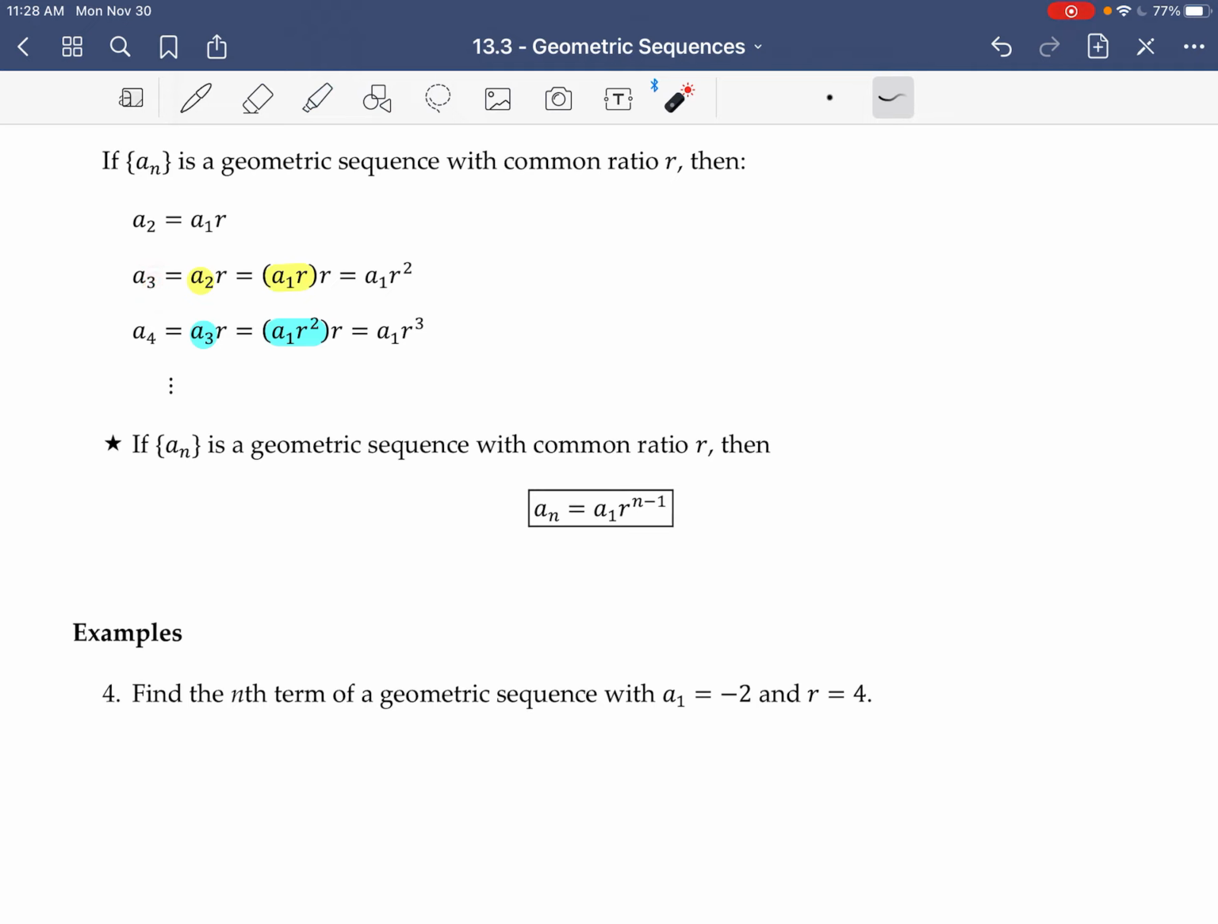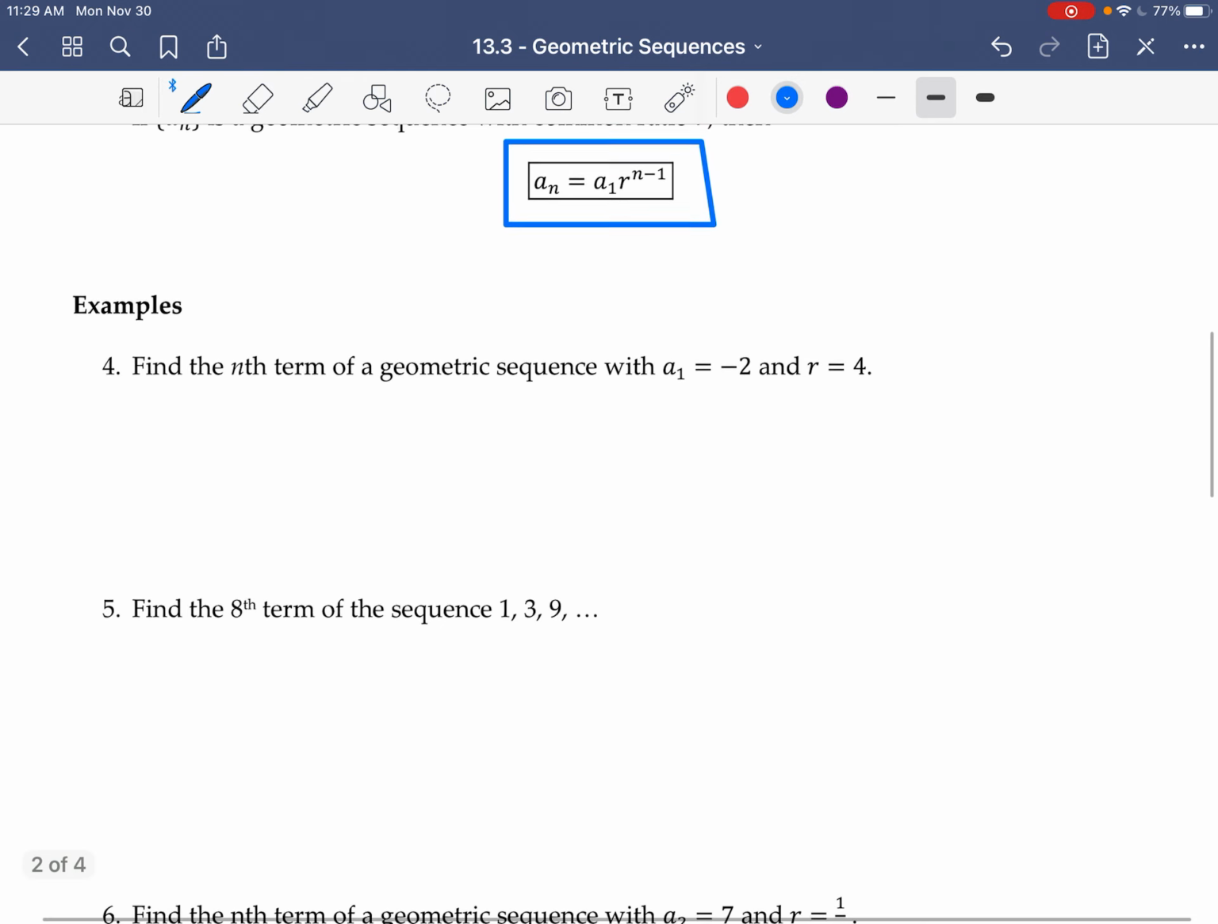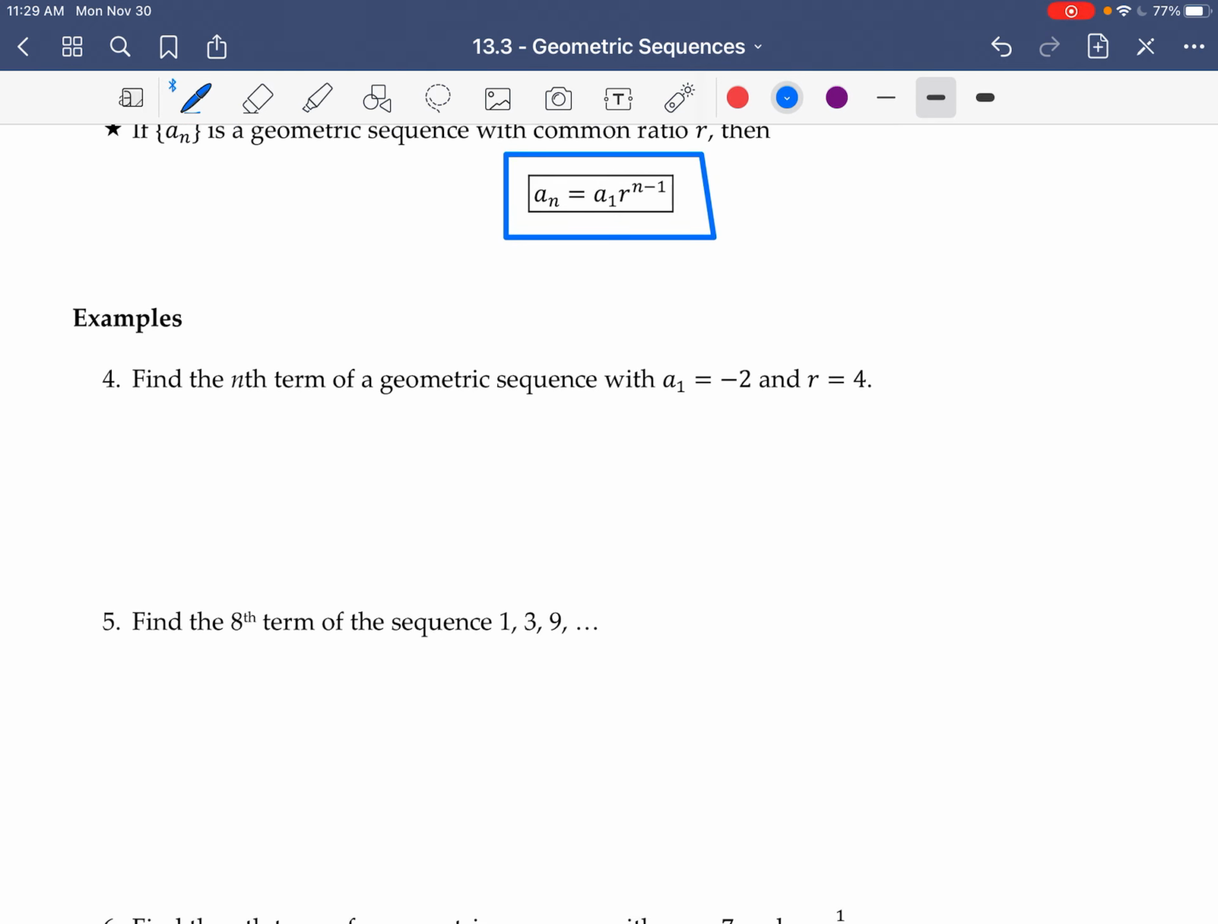It's always A1 times r to some power, and A3 is power 2, A4 is power 3, so An is going to be power n minus 1. Okay, again, I'm just going to put this in a colored box so that we know it's important. So that's the formula for the nth term in a geometric sequence with common ratio r and first term A1. Okay, so using that, let's find the nth term of a geometric sequence with A1 is -2 and r is 4. Okay, so we just use that formula.